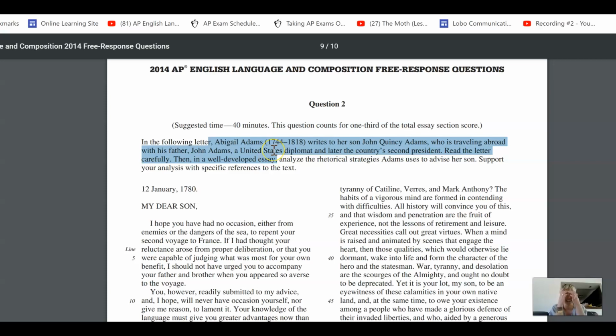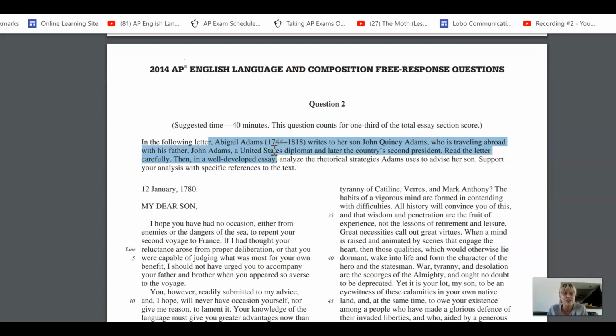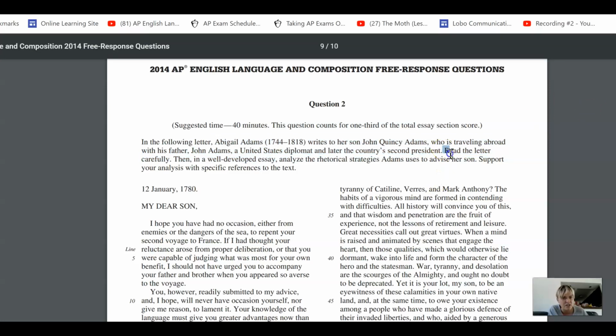Like, that's the context. So how is she going to be talking to her kid? Think about how your mom talks to you and use that as sort of a reference. And we know this is a letter. It's not like a speech. It's not direct. So we know that because it's a letter, that's going to change the way she's able to talk and the kinds of things she's going to say.